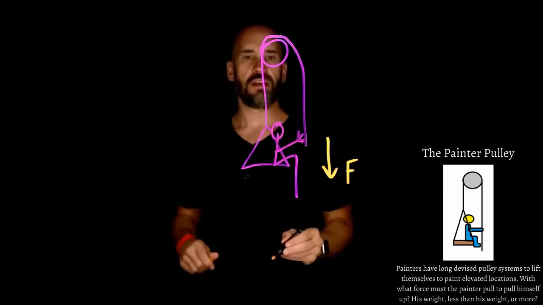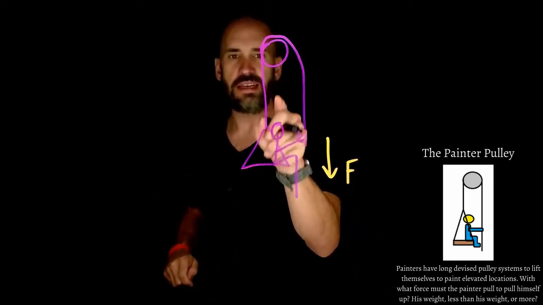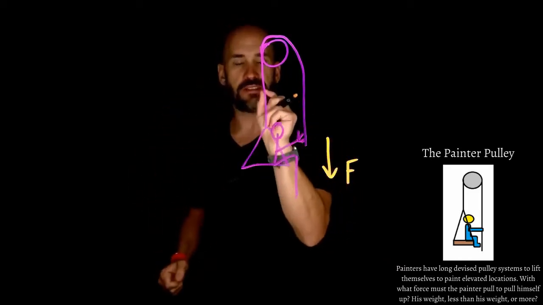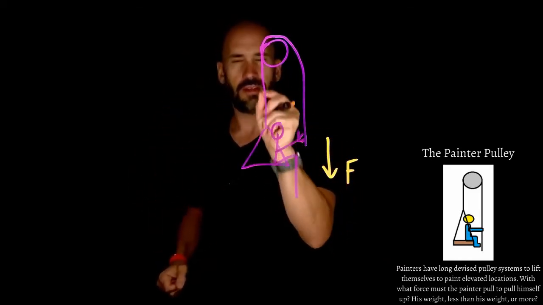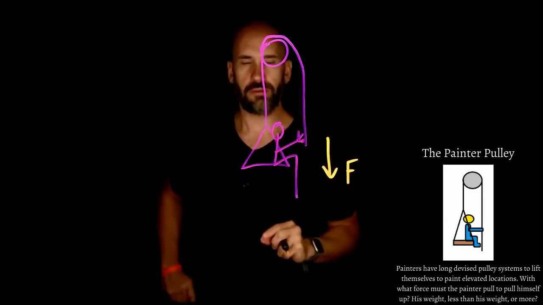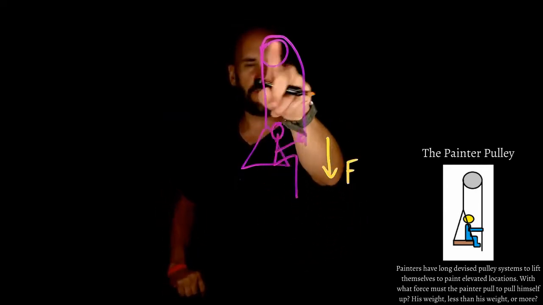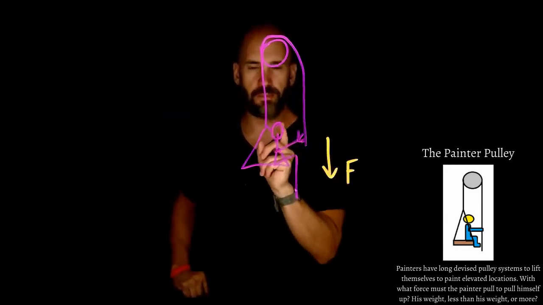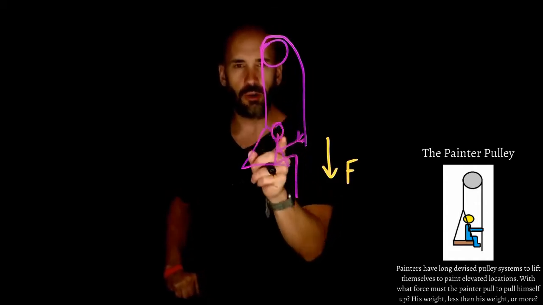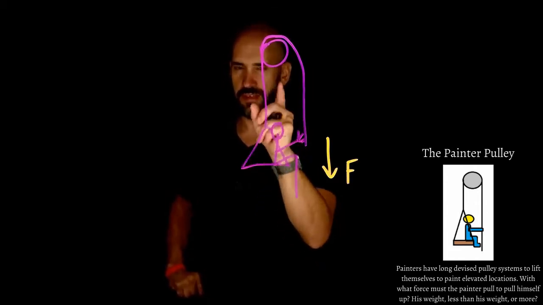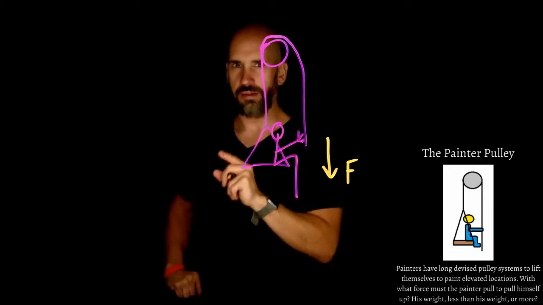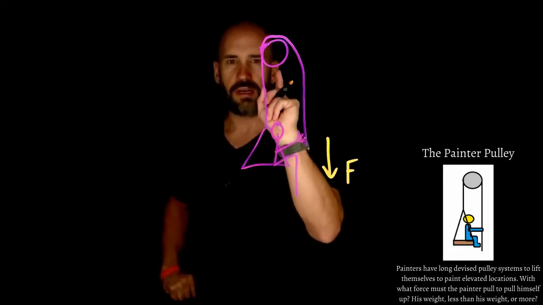Now, the question is, in order to lift himself up, does he need to pull less than his weight, or more than his weight? You can probably guess that if he's going through the effort to do this little contraption, he's probably going to be pulling less than his weight. This has got to be a benefit to him. But why does this work? Okay, so here we go.